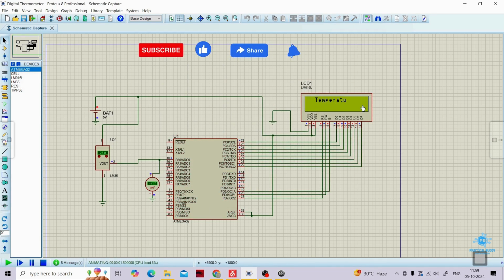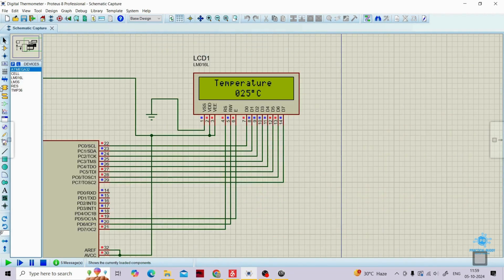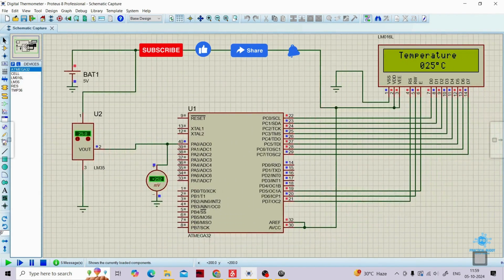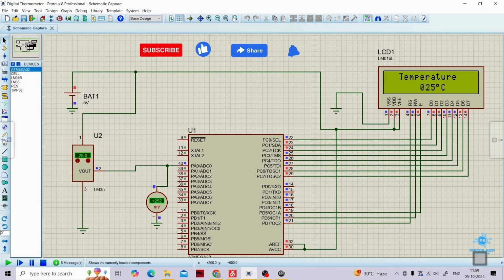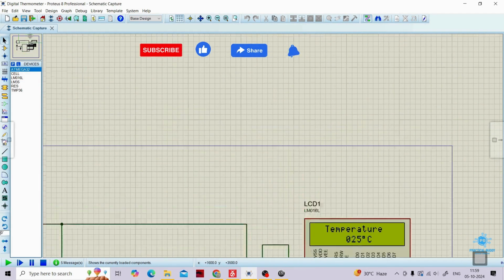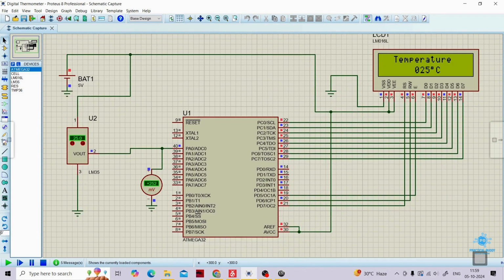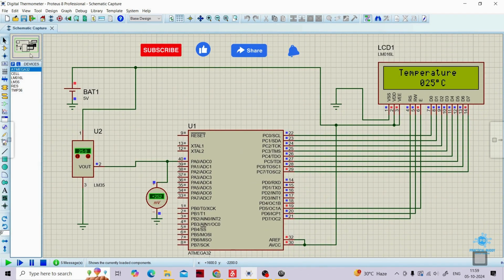Alright, you see temperature, and beneath it you will be getting 25 degrees Celsius. One sec, there is some issue with my mouse, so I'm not able to zoom properly, but I hope you are able to see this. Yeah, you see it is 25 degrees Celsius.